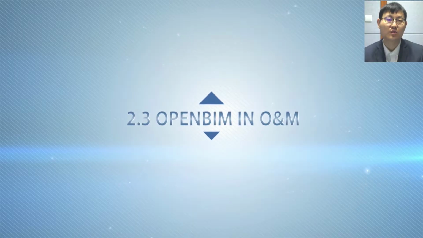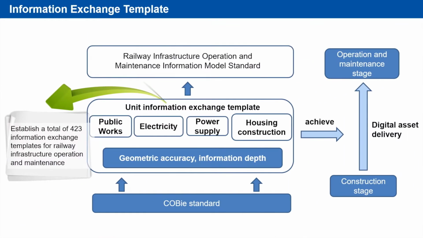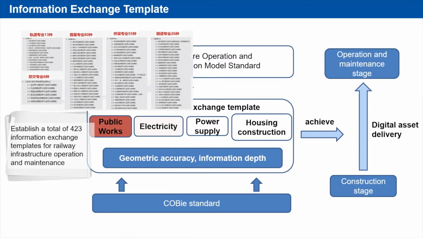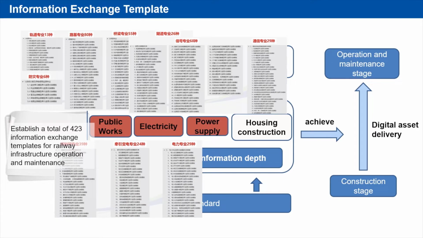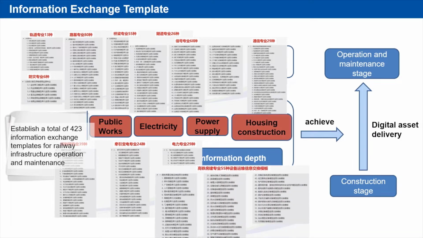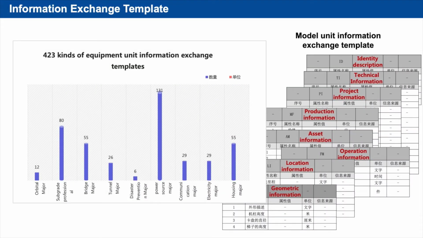The third is openBIM in operation and maintenance. By creating a model information exchange template that meets the COBIT standard, we completed the transfer of digital assets from the construction phase to the operation phase. During the operation phase, we can better use models and data collected from the construction phase. The domains covered by information exchange templates include track, subgrade, bridge, tunnel, disaster monitoring, electricity, communications, power supply, and housing construction. There are 423 kinds in total.